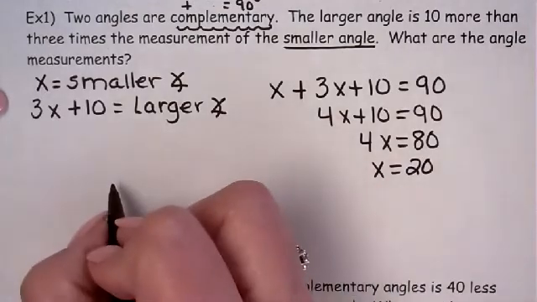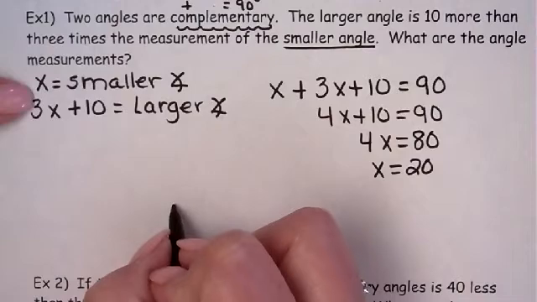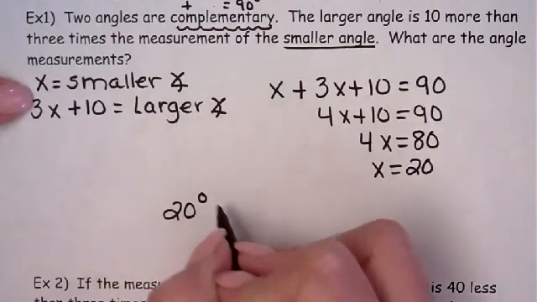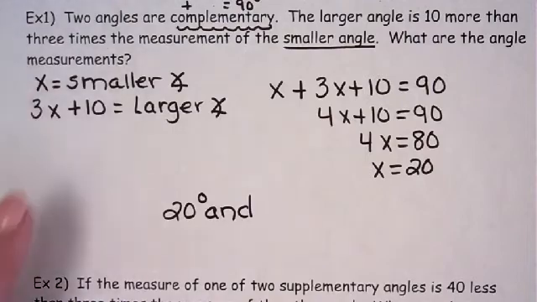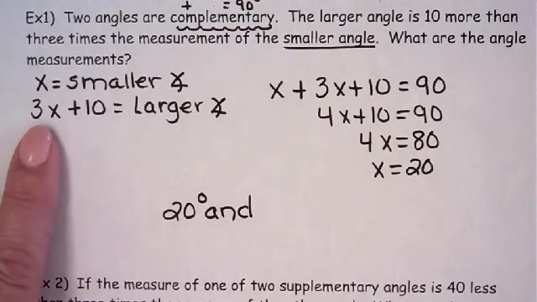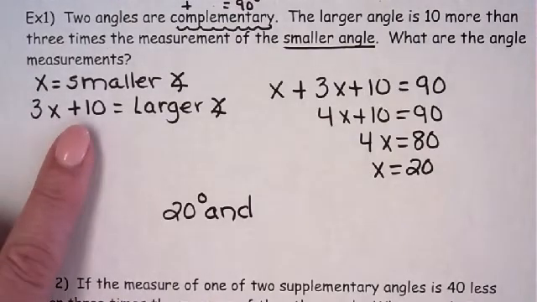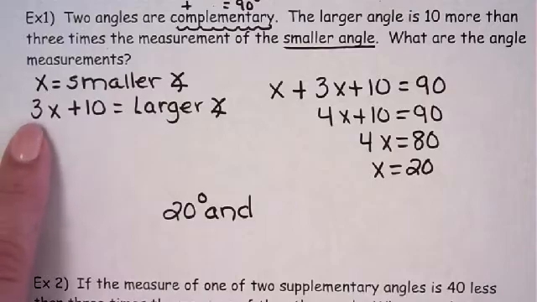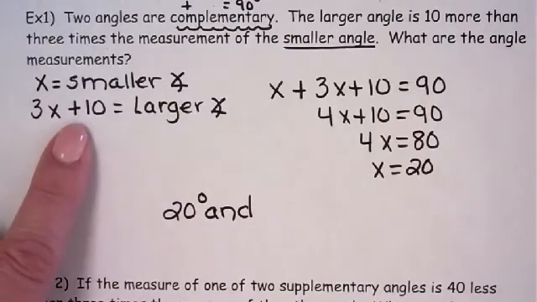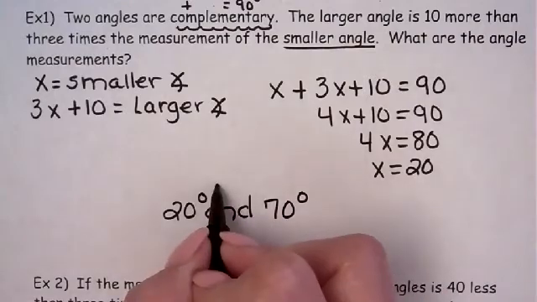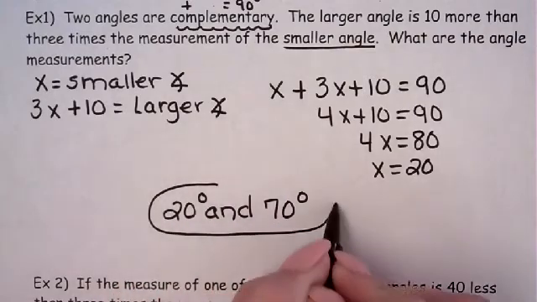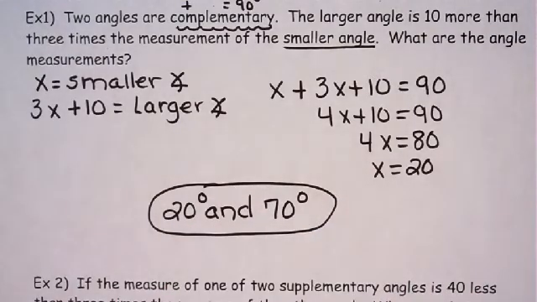So what does that mean? That means the smallest angle is 20 degrees, and the larger angle is going to be 3 times 20 plus 10. Well, 3 times 20 is 60. 60 plus 10 is 70. So it's going to be 70 degrees. Just like that, and I'm done. Pause it, copy it, and then we'll go to example 2.